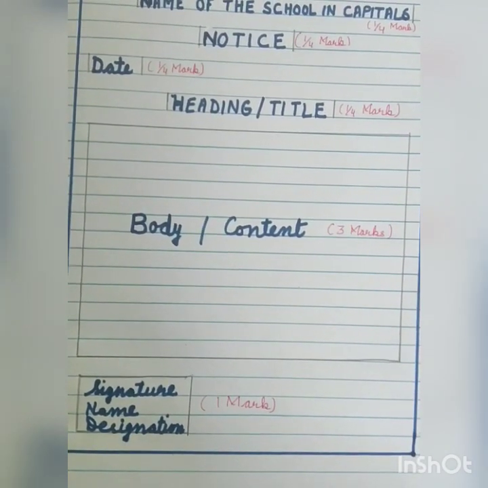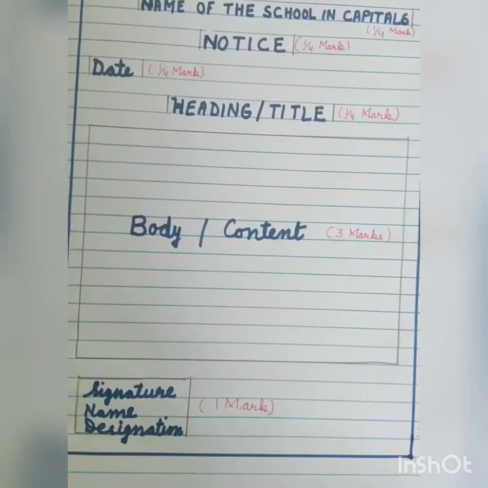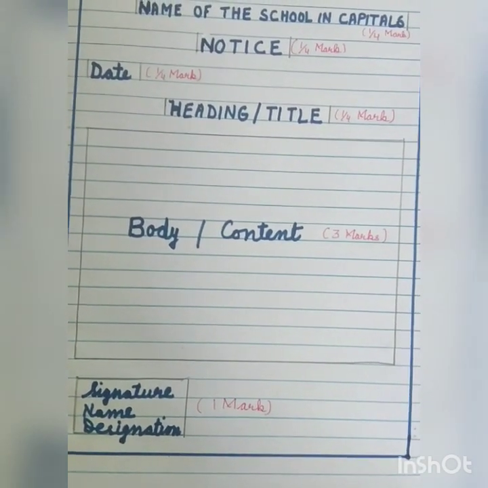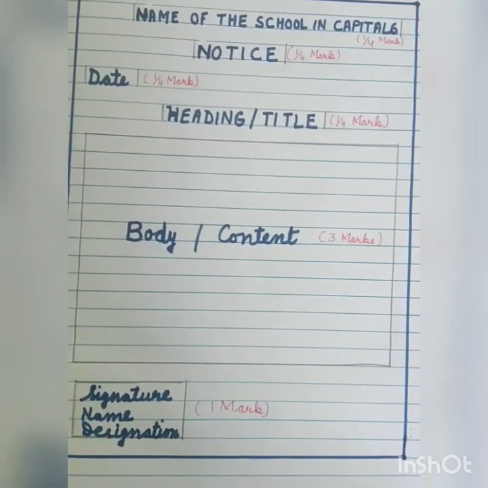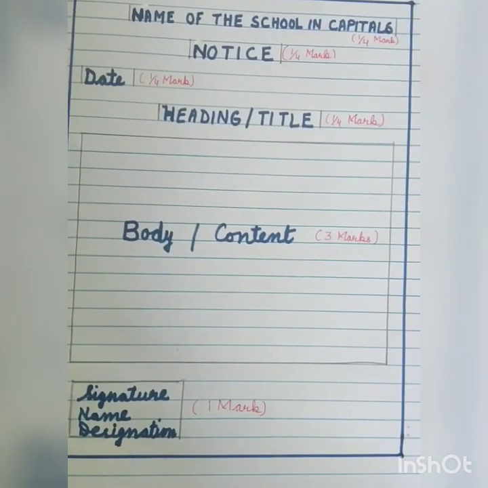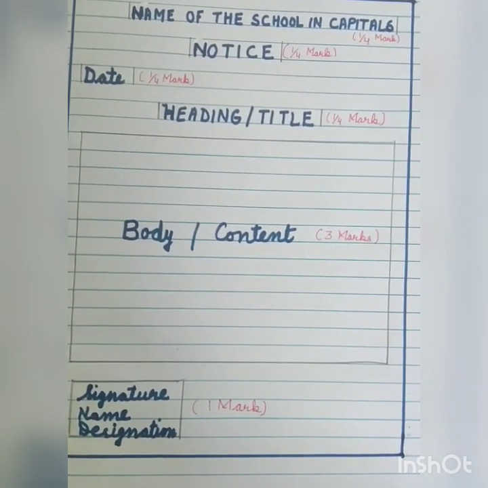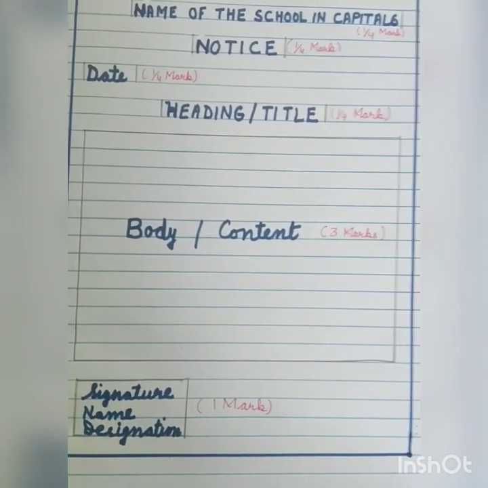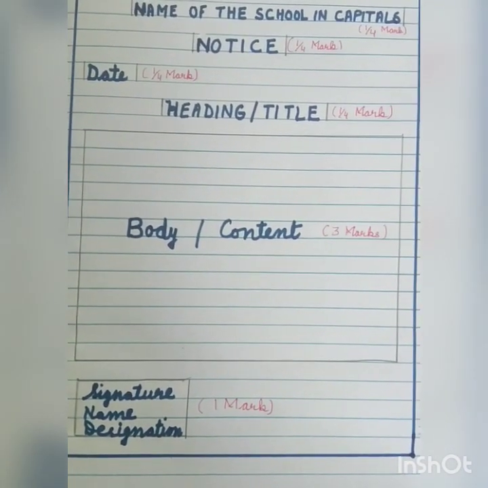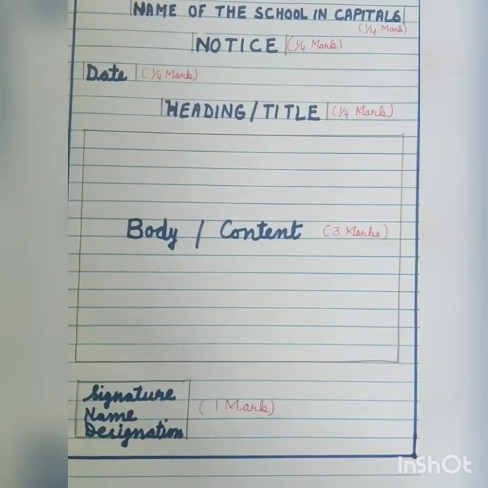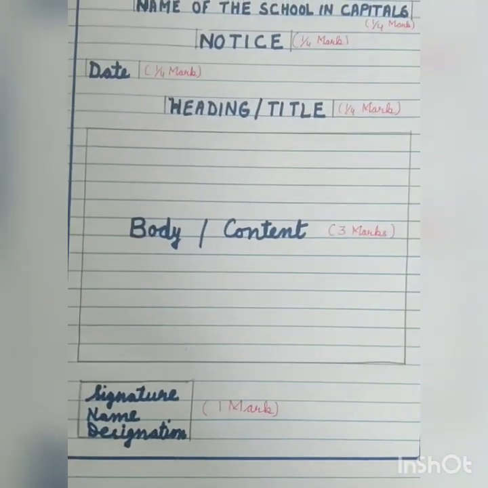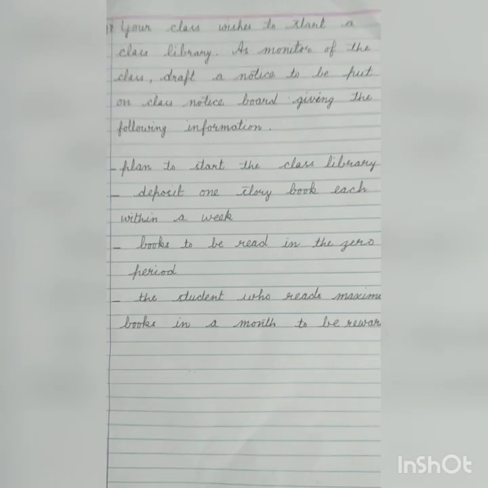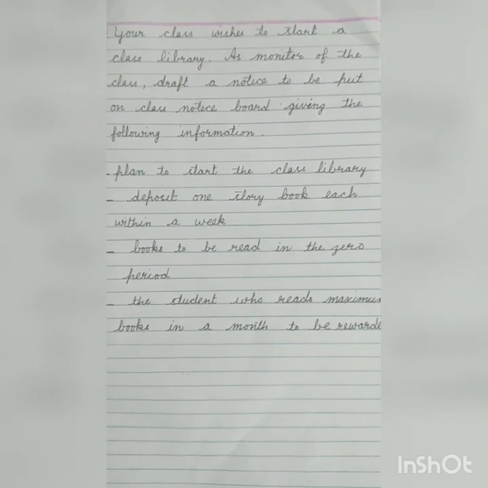Then signature, name and designation, it carries 1 mark. So it makes in total 5 marks. So this is the way, and we have to remember the format. After this, we will be writing a notice by taking a sample, and after that you will be doing it in your notebook. Let's discuss an example of a notice.